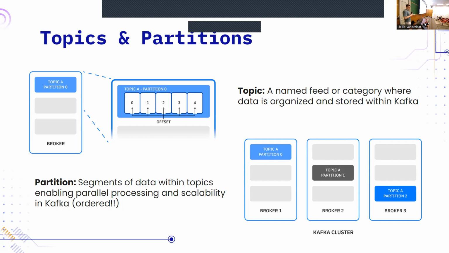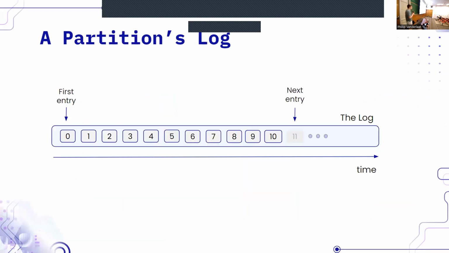Oh yeah, and one thing to mention is all data in partitions is ordered. When you read in this data, you want to make sure you read it in a certain order. Data in topics is not necessarily ordered, because it's split up across these different partitions. Data in partitions is always ordered. I think I have the next example here. Yeah, so this is what a log looks like.